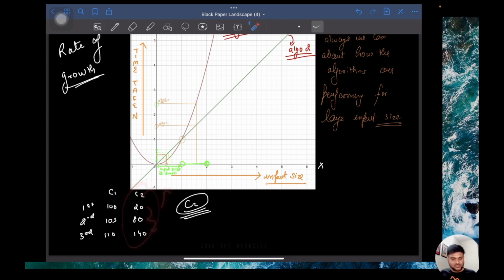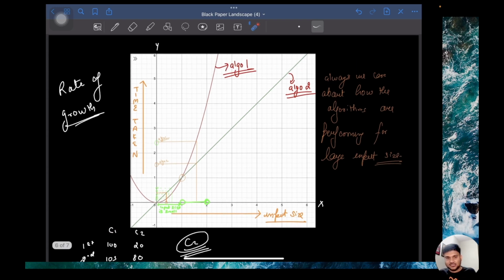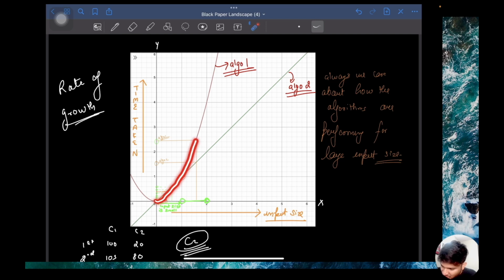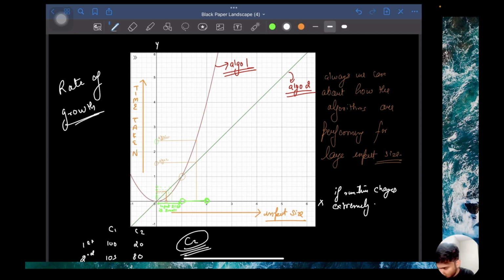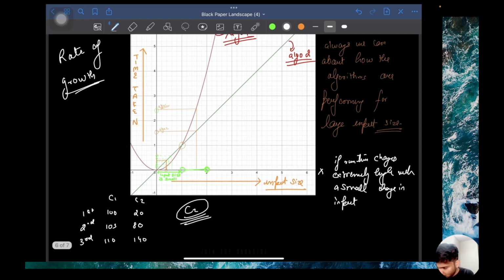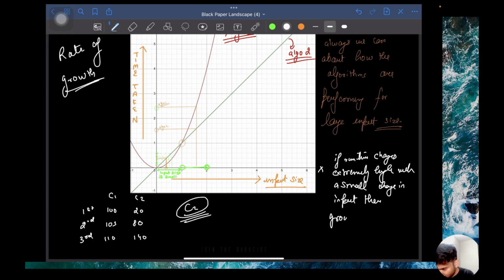That's why their profit is going to explode after some time, because the overall growth of the company is increasing exponentially. So at some point, their profits are going to surpass company 1 by a very huge margin. A similar thing is here. If your running time is increasing extremely fast with a very small change in the input, see this: if runtime changes extremely high with a small change in input size, then growth is high, right? Then growth is high.